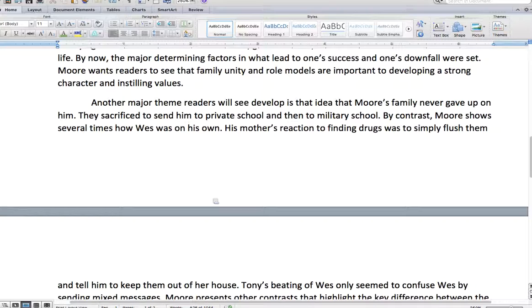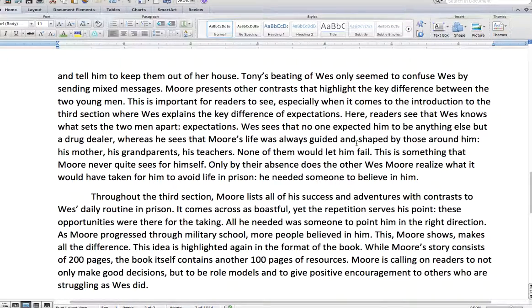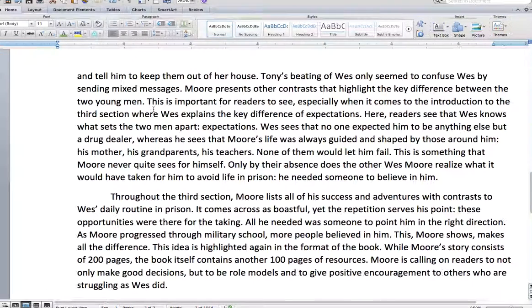Another major theme readers will see develop is the idea that Moore's family never gave up on him. The sacrifices in the private school and military school, by contrast, so that's a key word, by contrast, and I use the author's name. Moore shows several times how Wes was on his own. So I'm taking you through, telling you what the reader is doing, or the author is doing. Moore presents other contrasts. Then I get to the idea of this. Here readers see that Wes knows what sets the two men apart.